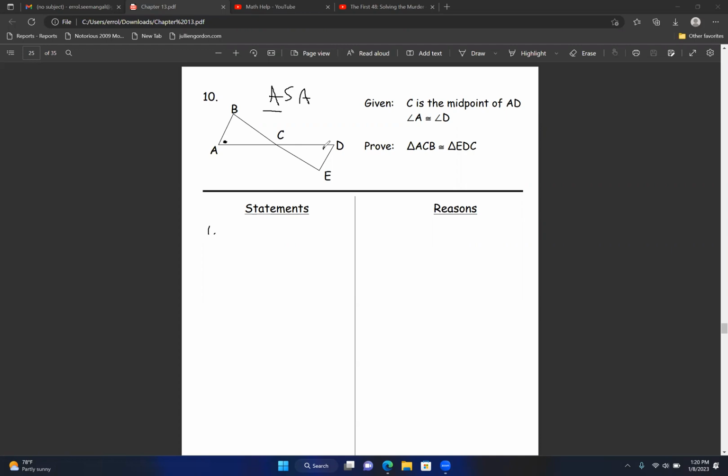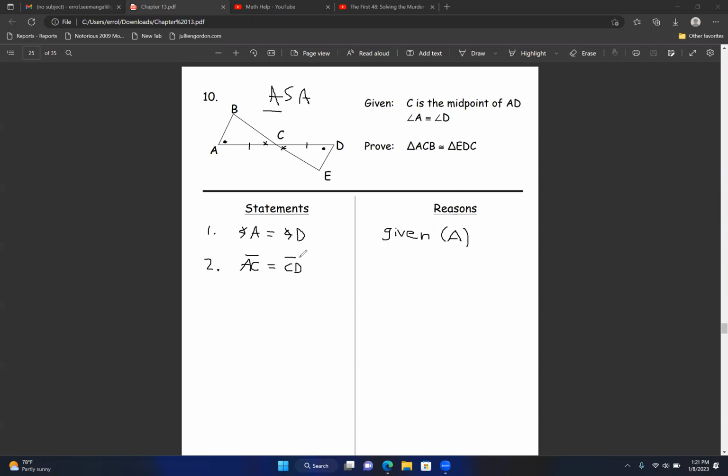Angle A and angle D are the same. This and this are the same, right? What are you going to write right here for number one? Angle A equals angle D. And the reason? Given. Okay, so that's your first angle, A. What's number two? AC equals CD. Yep, line segment AC equals line segment CD.